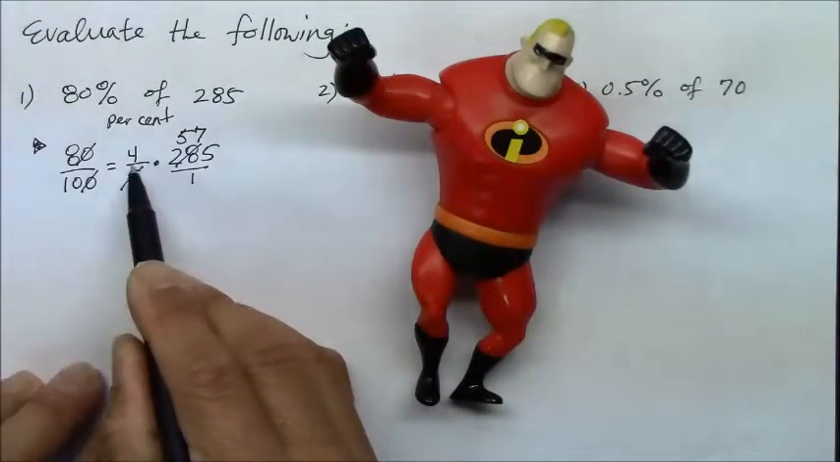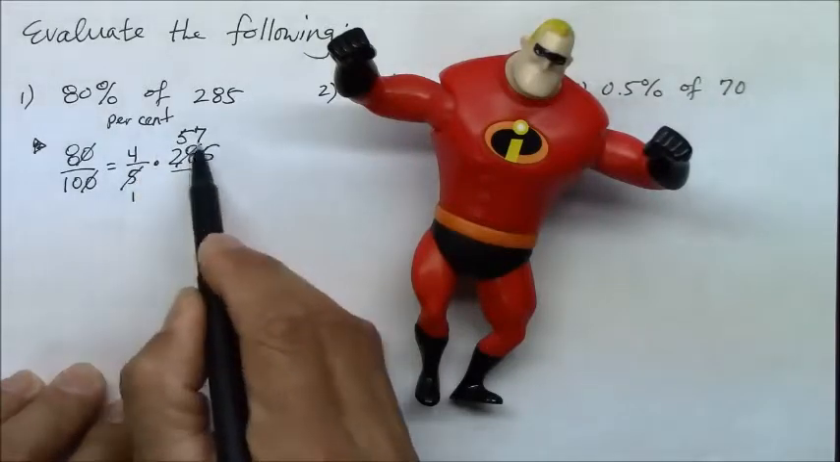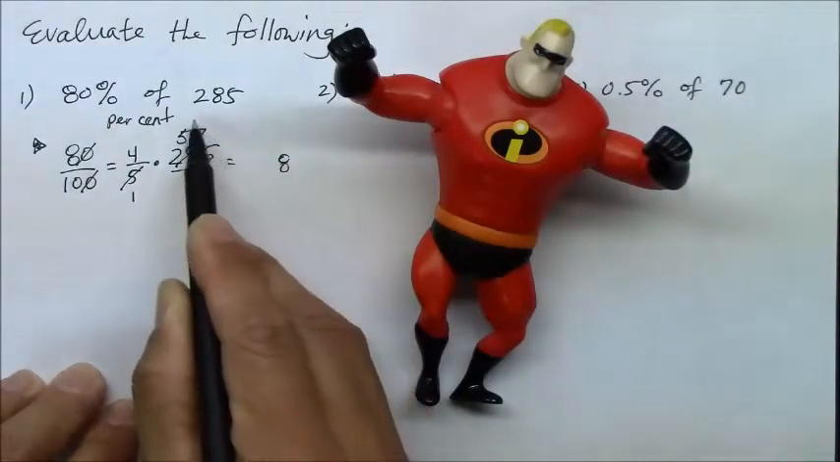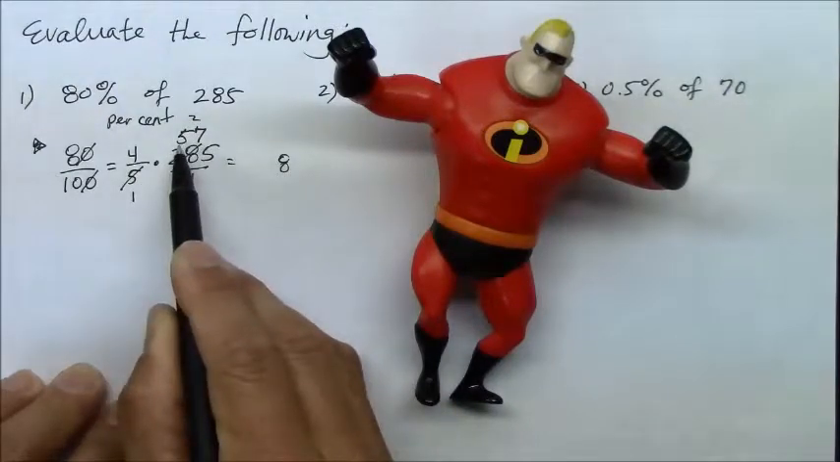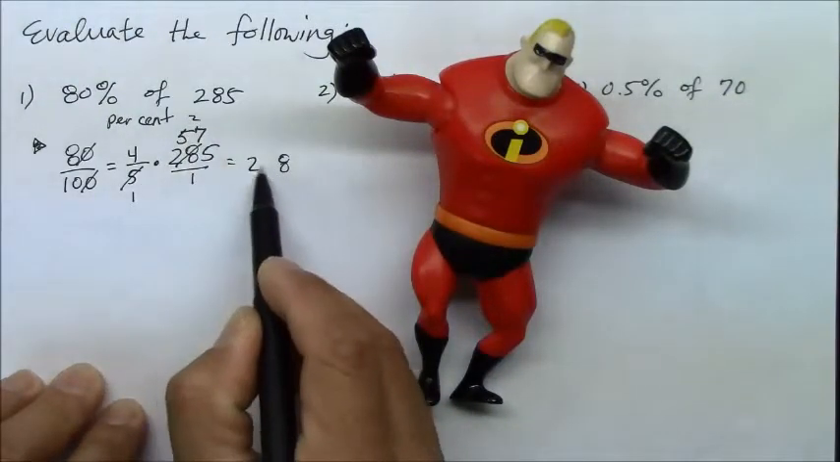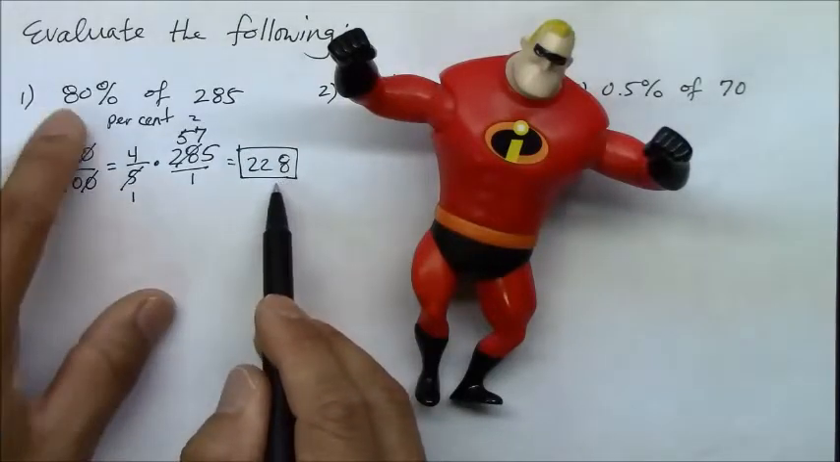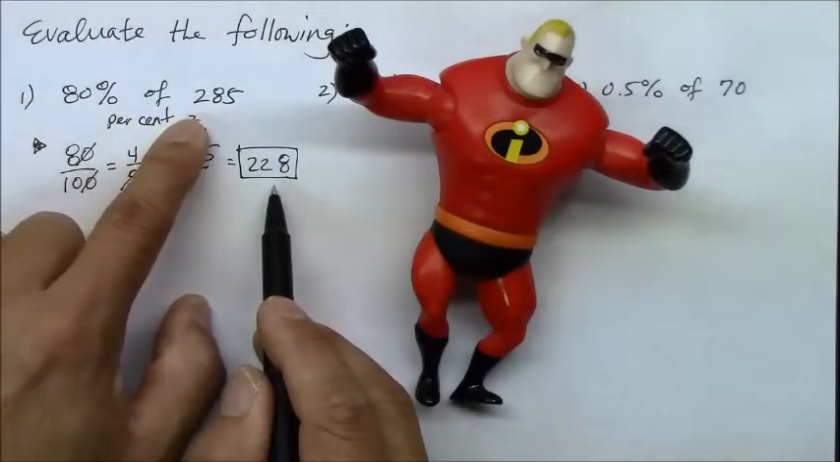So the numerator is 4 times 57. Well, 4 times 7 is 28. Carry the 2. And 4 times 5 is 20. With the 2 carried over is 22. So 228 is in fact 80% of a given 285.